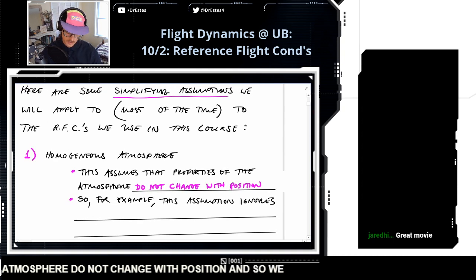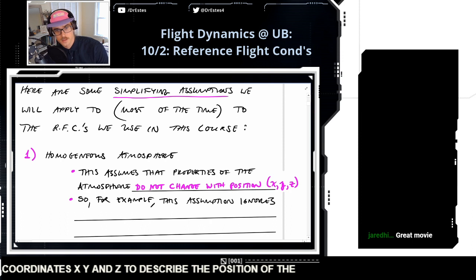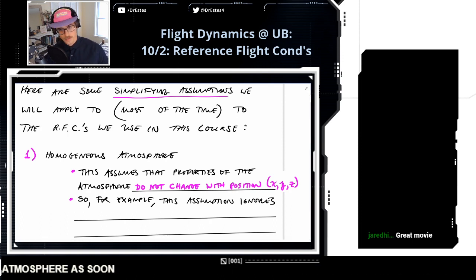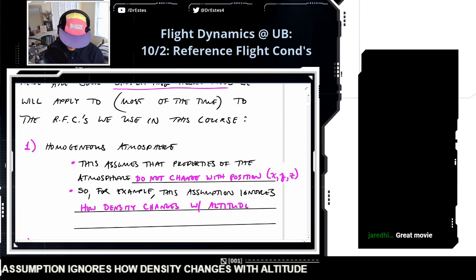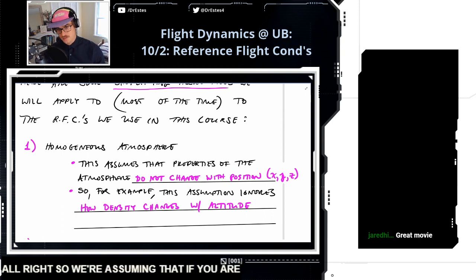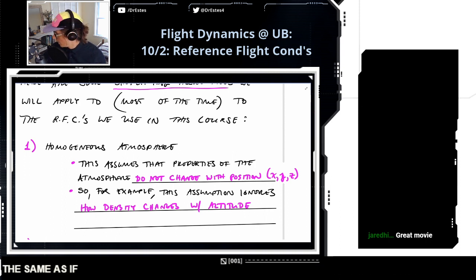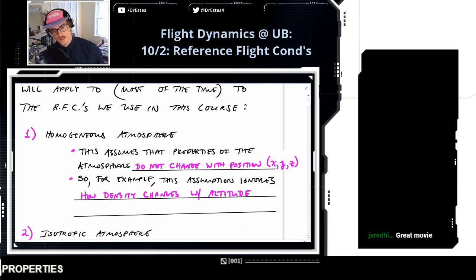And so we've been using the inertial coordinates x, y, and z to describe the position of the aircraft. So a homogeneous atmosphere assumes that the properties of the atmosphere, doesn't matter what your x, y, z coordinates are, they're not going to change. So, for example, this assumption ignores how density changes with altitude. All right, so we're assuming that if you are 1,000 feet above the ground, that's the same as if you're 100,000 feet above the ground in terms of atmospheric properties. This is something we're going to use all the time.